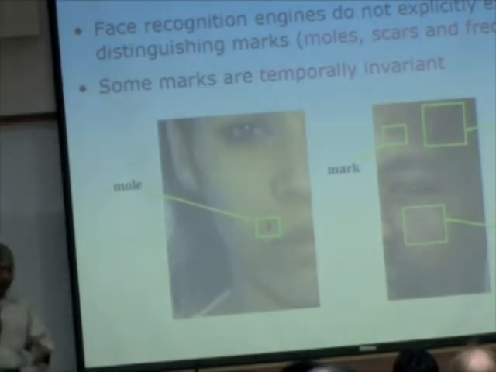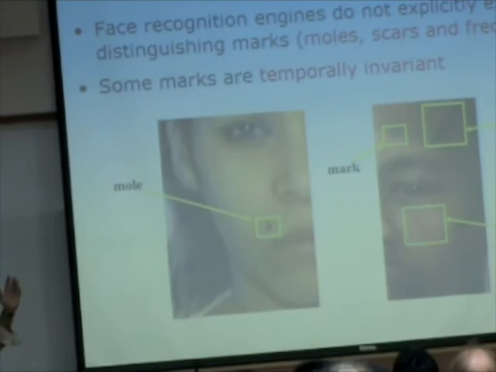So the next thing is, again, this is a project in progress. We started. And in this project, we received a lot of cooperation from the Michigan Forensic Lab. So they have given us 500,000 face images, mug shots.